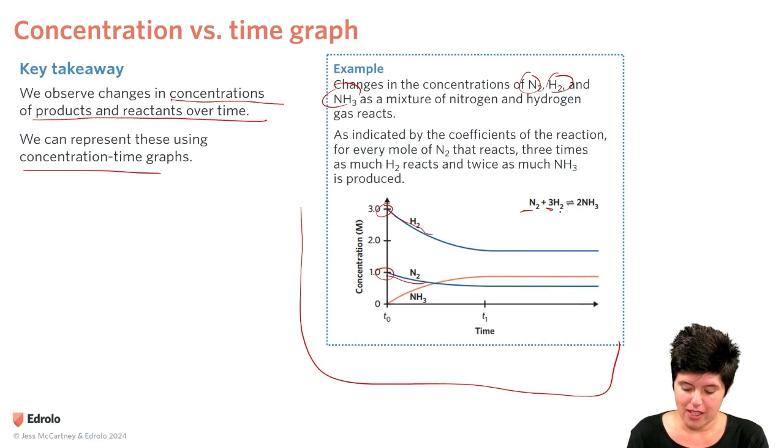Now, as they decrease, the products being formed would have to increase. And again, they will increase based on the ratio, so the coefficients in the equation. So you can actually see how much is being produced based on that.